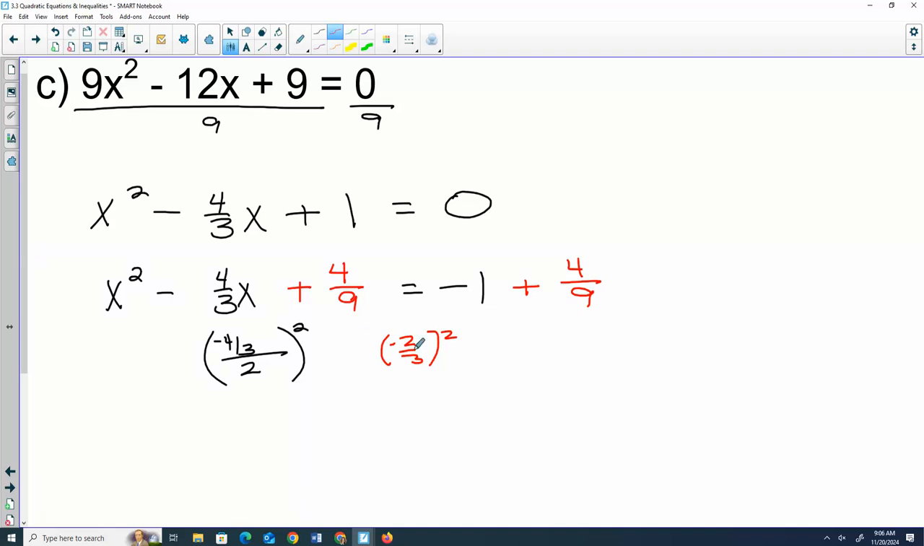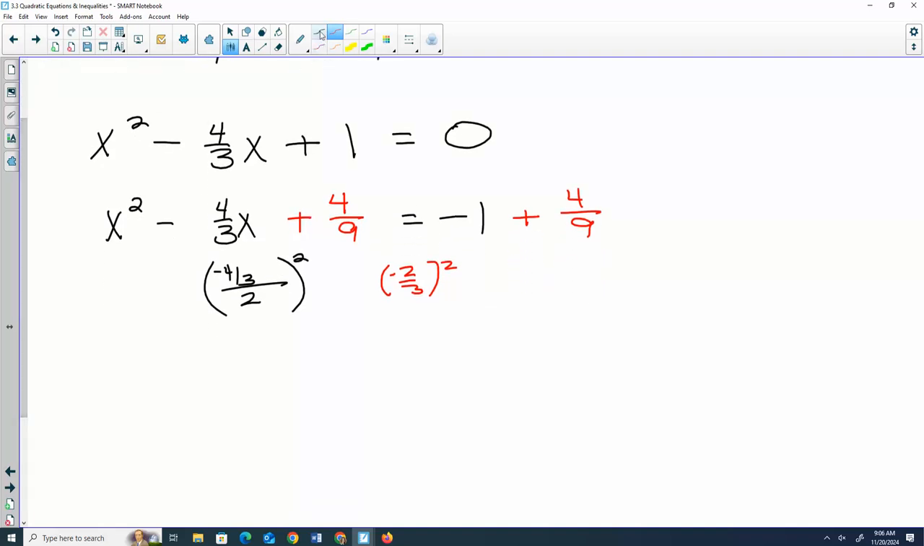Okay, so negative 2/3 squared. So negative 2 squared is positive 4, 3 squared is 9, so that's 4/9. Then we've created a perfect square, so it should factor into something squared. So we're looking for what multiplies to a positive 4/9 and adds to a negative 4/3. Or we can just look back. Before we squared it, it was negative 2/3. What's negative 1 plus 4/9?